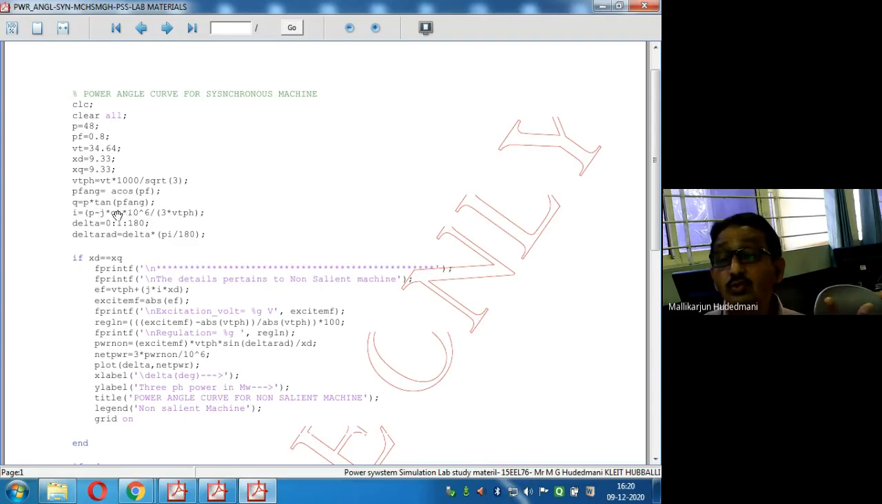There are many methods to do. Even you can calculate the Q directly. P is 48, Q is 36 by value. Definitely works out. You can write it directly by calculating yourself, or you can do it by this equation. Then I equal to P minus jQ divided by 3VT into 10 to the power 6, in terms of the current value. Then delta, 0 to 180 in steps of 1. Delta radian equal to delta into pi by 180. This is how you can do it.